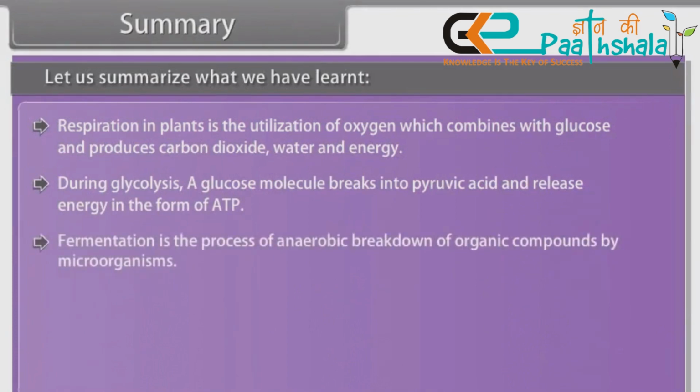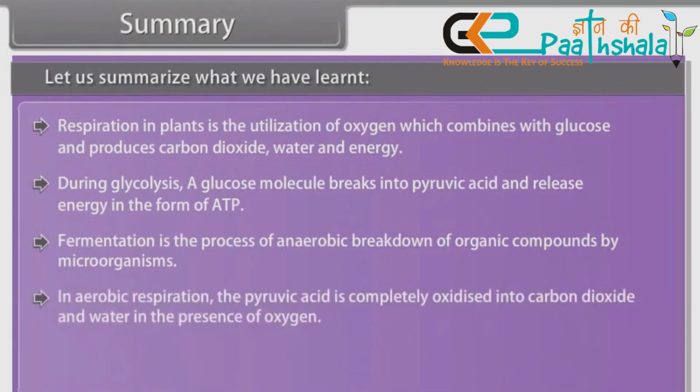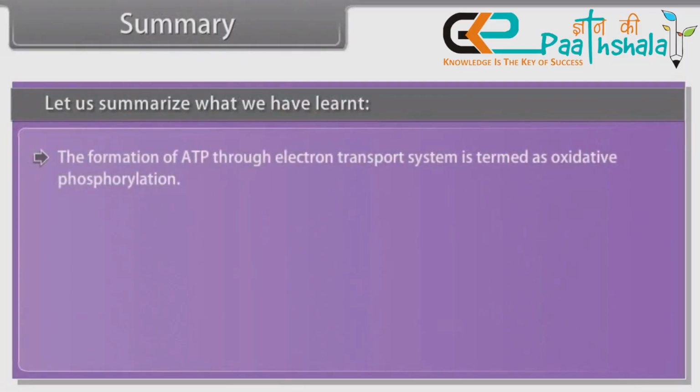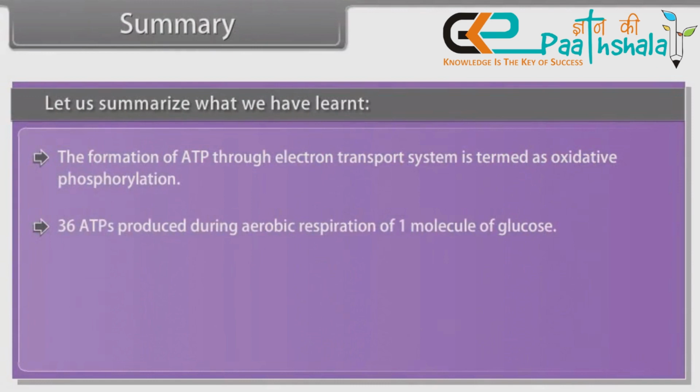Fermentation is the process of anaerobic breakdown of organic compounds by microorganisms. In aerobic respiration, the pyruvic acid is completely oxidized into carbon dioxide and water in the presence of oxygen. Tricarboxylic acid cycle is the respiratory cycle which takes place in mitochondria in the presence of oxygen and is also known as Krebs cycle. The formation of ATP through electron transport system is termed as oxidative phosphorylation. 36 ATPs are produced during aerobic respiration of one molecule of glucose.